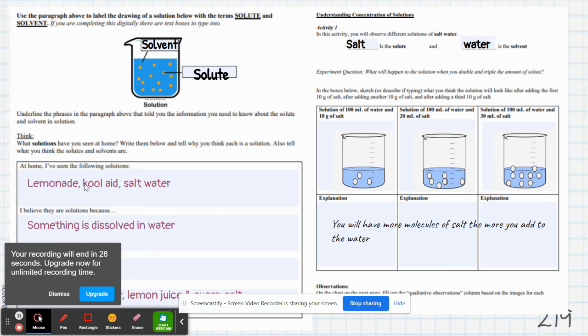Here, I'm going to have to pause this video and do a part 2. We've got lemonade, Kool-Aid, salt as things I've seen. Something dissolves in water. Salt is the solute, water is the solvent. I drew a picture of what that looks like.